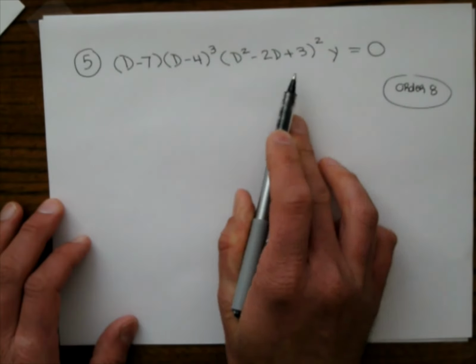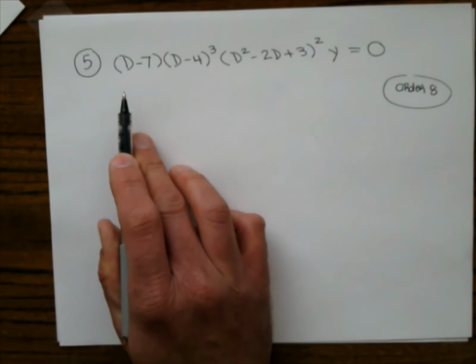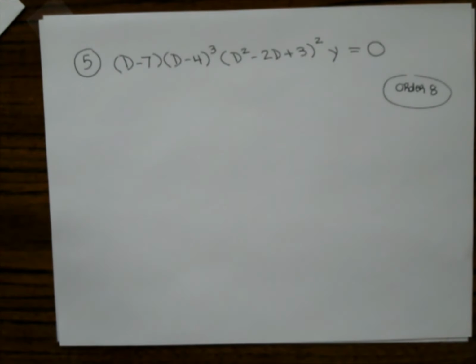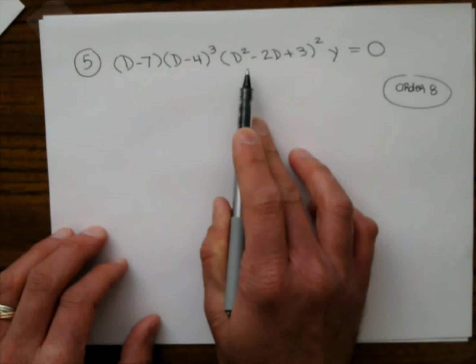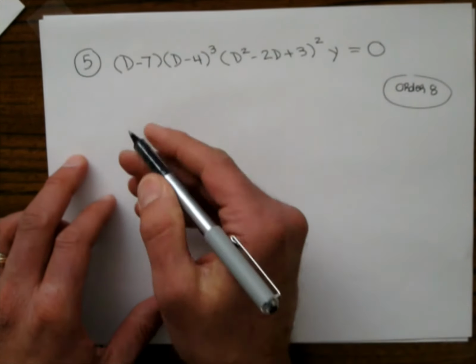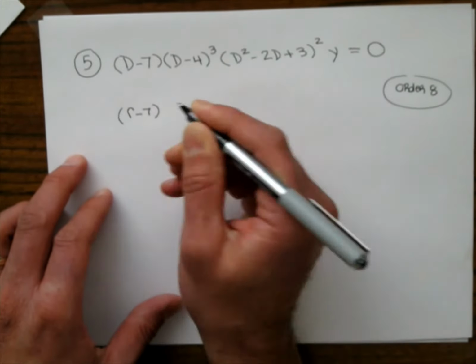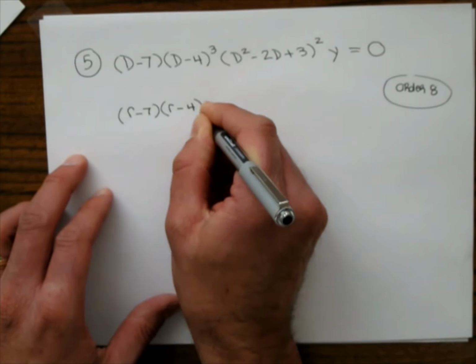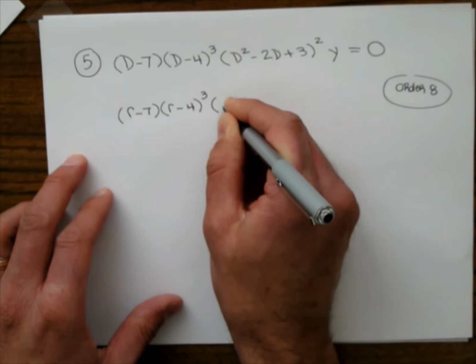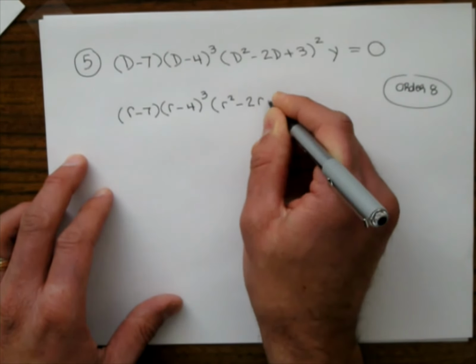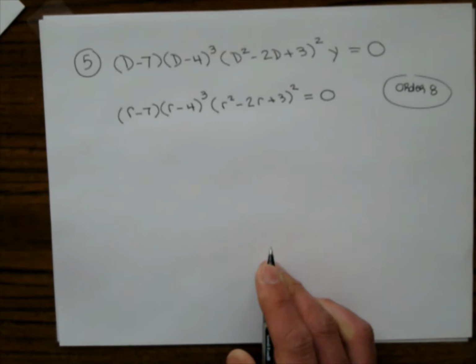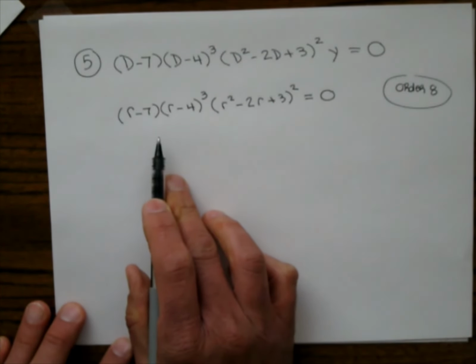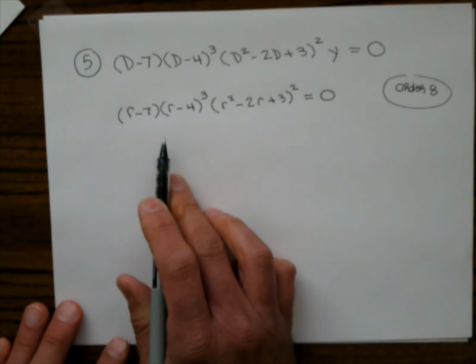So you might think to yourself, well, what should we do? Should we multiply this all out? Absolutely not. We do not want to multiply that all out. We want to write the auxiliary equation, and when it's written like this with the operator notation, the auxiliary equation is just going to be this part with the D's, but the D's will be r's. So watch this. This will be like r minus 7, r minus 4 cubed, and then here we have r squared minus 2r plus 3 squared. This equals 0.